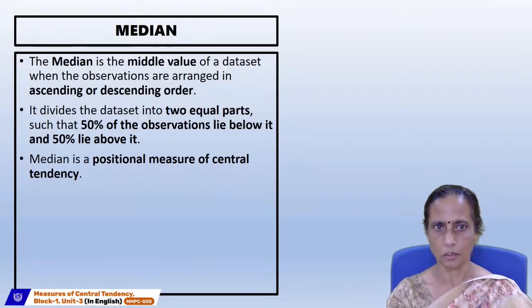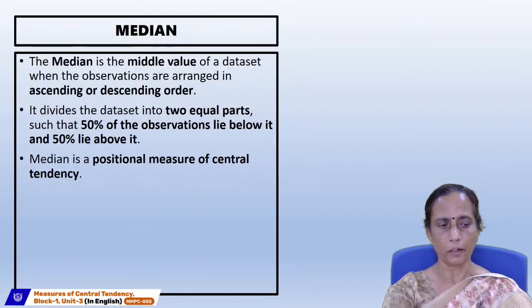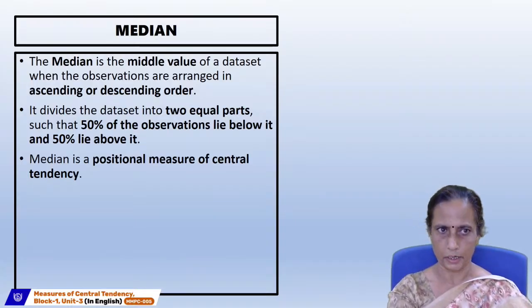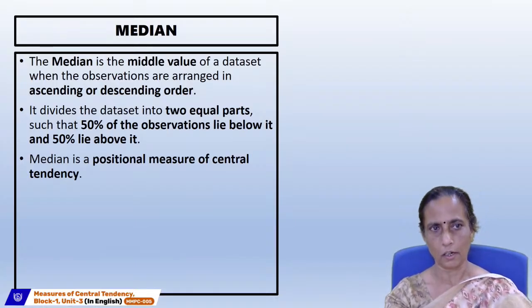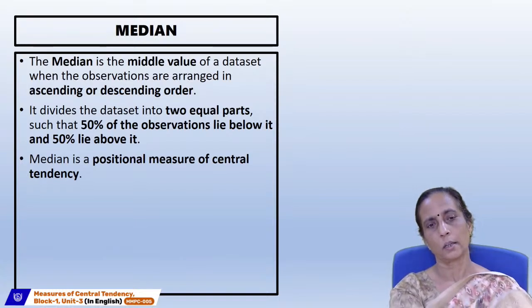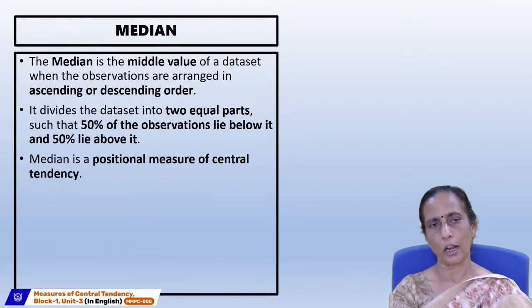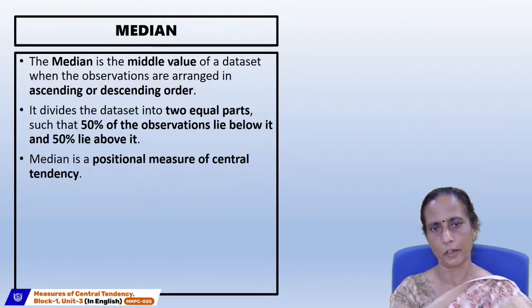So the next is your median. The median is the middle value of a data set when the observations are arranged in ascending or descending order. So this is the prior requirement before calculating the median of the series, that all the observations need to be arranged in either ascending or descending order.